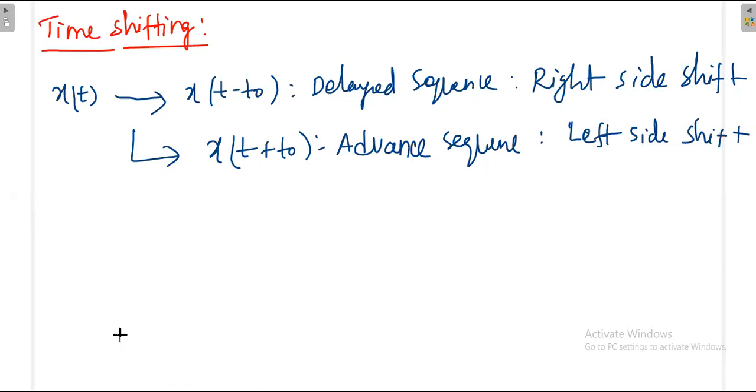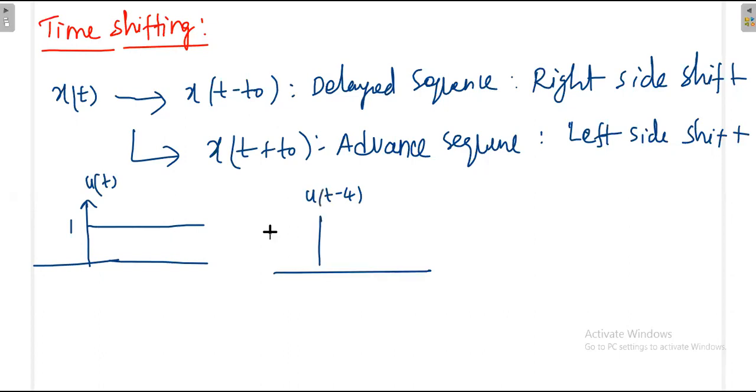Say for example, suppose u of t is there. If this is u of t, I want to find out u of t minus 4. Then simply I have to shift the diagram to the right hand side by 4 units. So my diagram will start here. The unit step will start at 4, then it goes up to infinity. This is u of t minus 4.